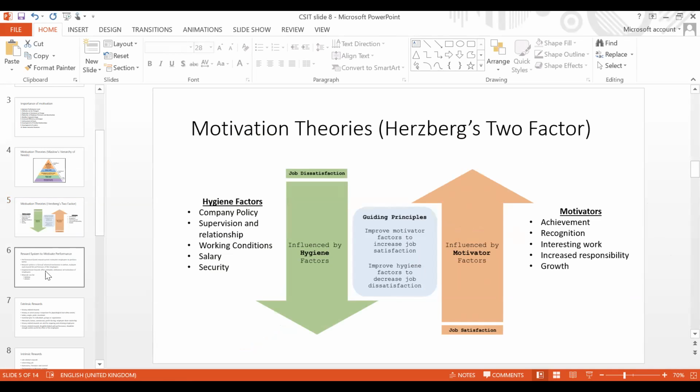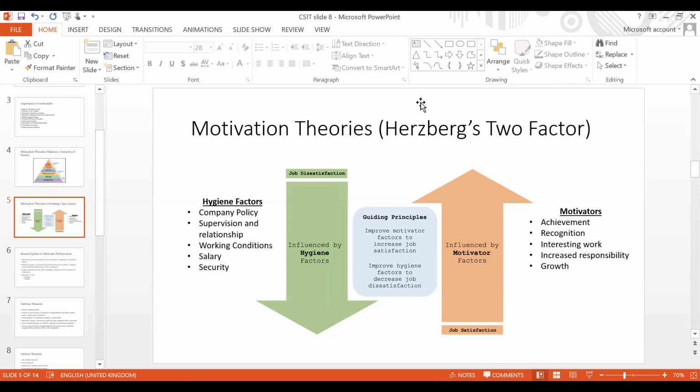Am I clear now? He talks about two factors. One factor is called the hygiene factor. If not present, people will be dissatisfied. So hygiene factors are very extrinsic and very basic kinds of things that have to be there in the organization to keep the people satisfied. It talks only about satisfaction.